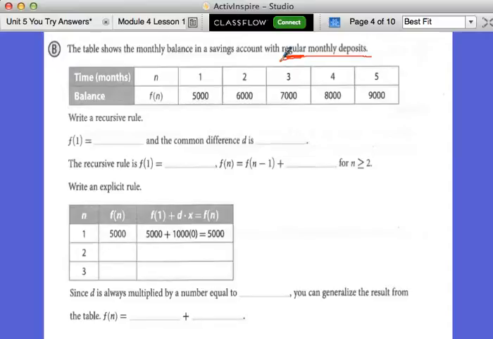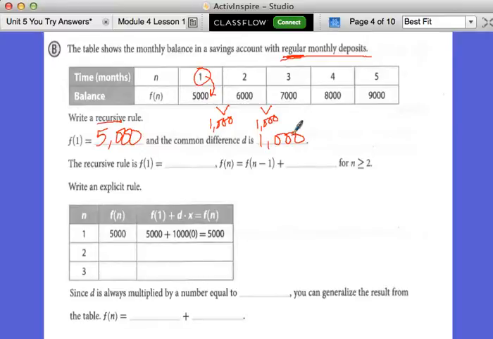So to write the recursive rule, we have to first know f of 1. So in the first position, we have 5,000. So f of 1 is equal to 5,000. Okay, and the common difference, going between each number, we're adding 1,000 each time. So the common difference is 1,000.